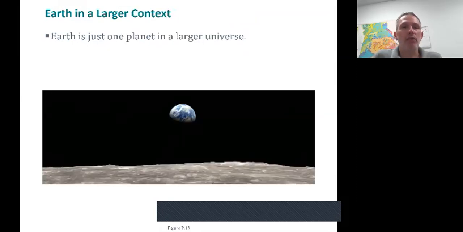And finally, the earth is just one planet in the larger universe. And so how does this fit? How does the earth fit in relationship?